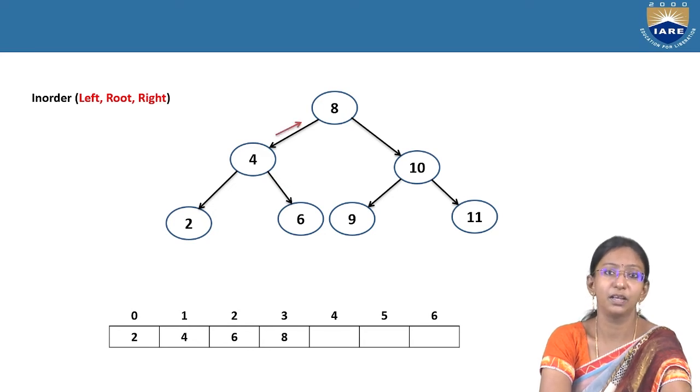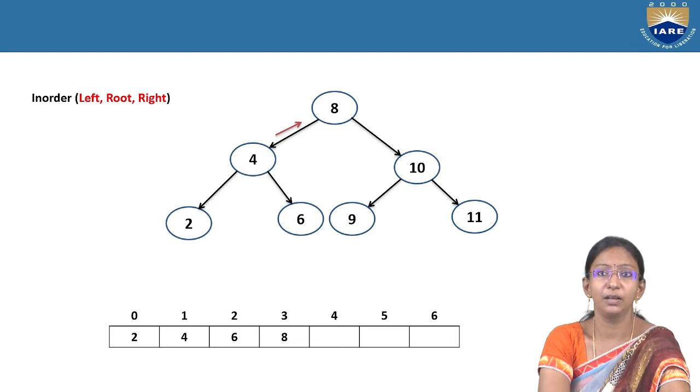Go to the root, which is 8. The left part of 8 is done. So print the root 8. Go to the right part. When you go to the right part, 10 is having a left part, 9. 9 is not having any left part. So print 9. 9 is not having any right part. So the left subtree of 10 is done. Print 10. Then go to the right side of 10. 11 is there. It is not having any left child. So print 11. Then as it is not having any right child, end of the story.